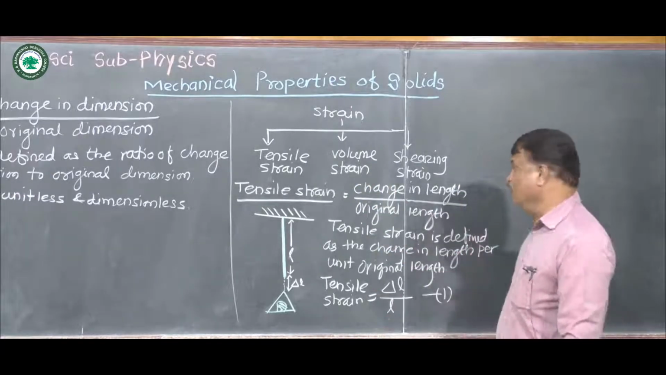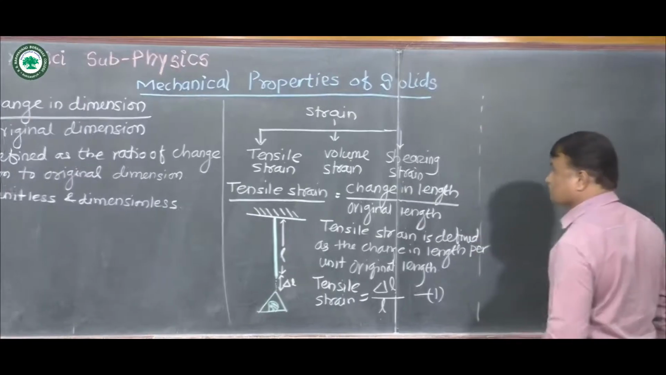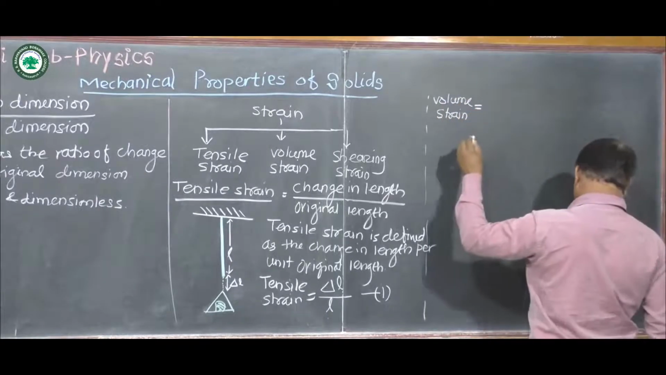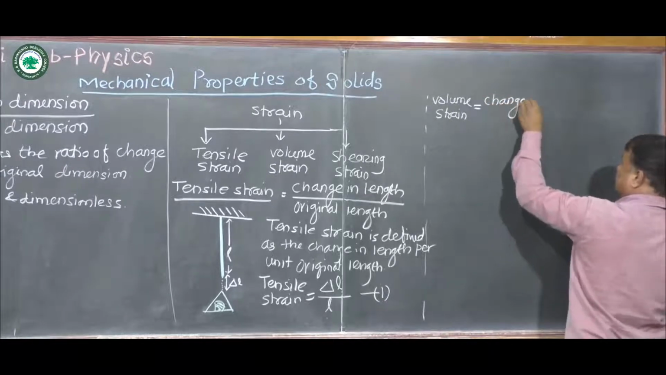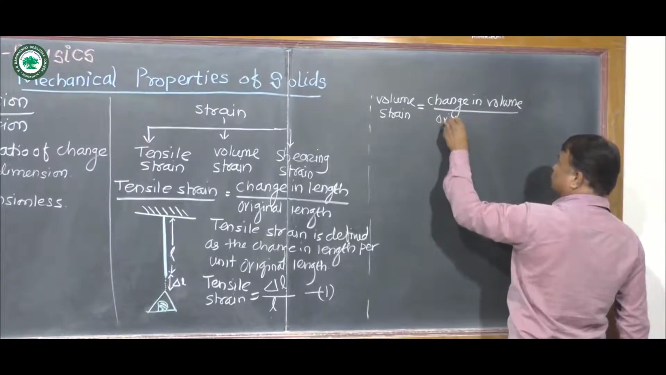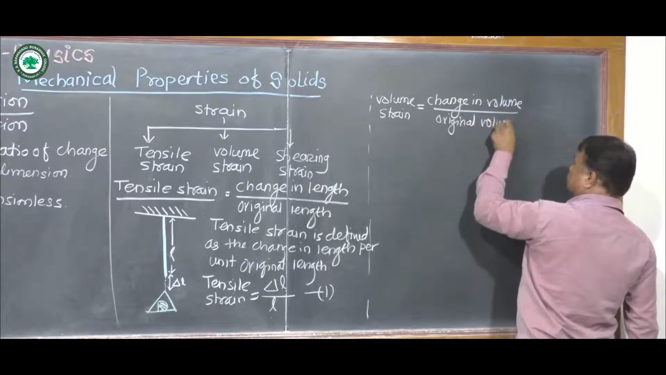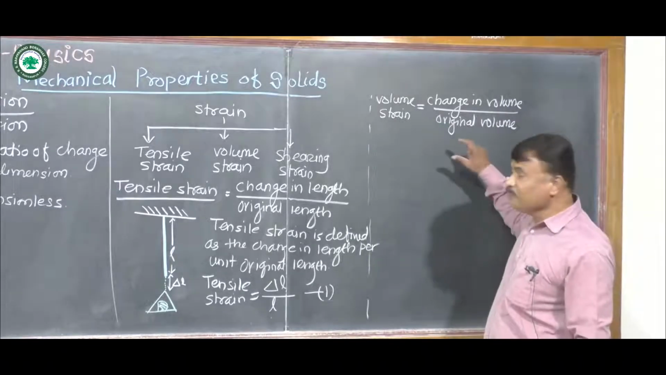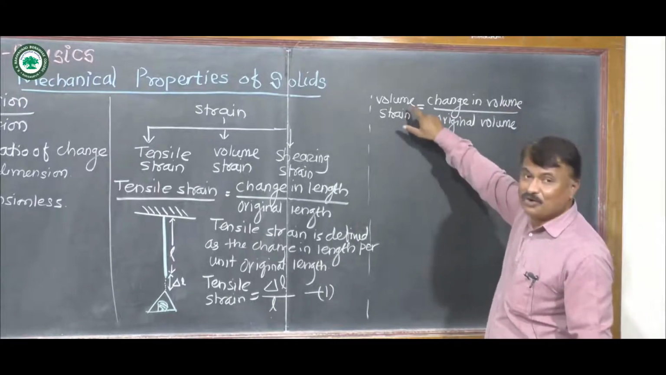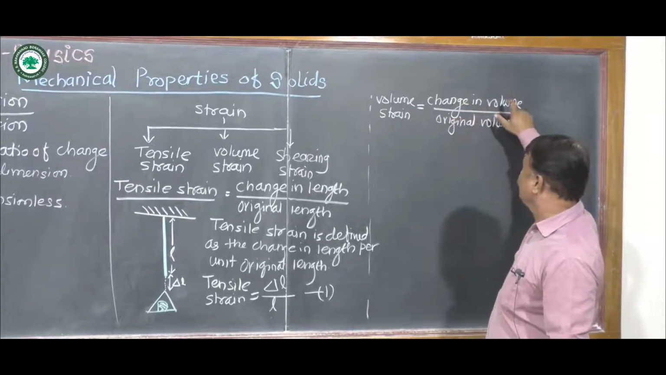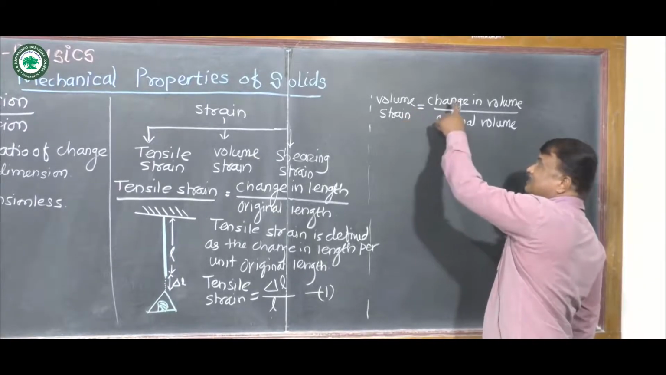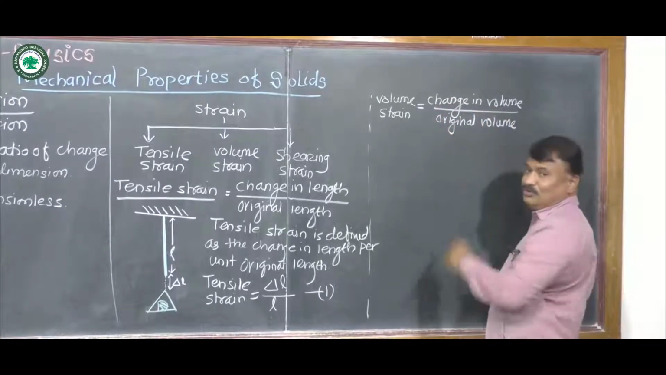Now we have to study about volume strain. So formula for volume strain is change in a volume to original volume. So in this case, when deformation consists of change in the volume, then corresponding strain is called as volume strain, and that's why we write formula for volume strain is ratio of change in the volume to the original volume. The volume strain is defined as ratio of change in a volume to the original volume.